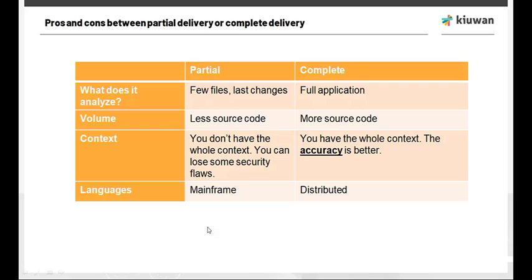That said, we recommend using partial analysis maybe in a mainframe environment where you can analyze just a few files, the last ones with changes, because they should have the full context in the same file. But in other languages such as Java, .NET, PHP, or JavaScript, it's important to analyze the full application again if you want to have all the vulnerabilities detected by Kiuwan.